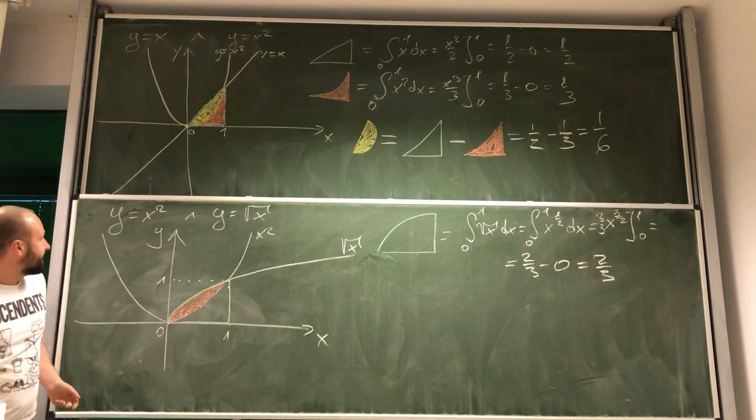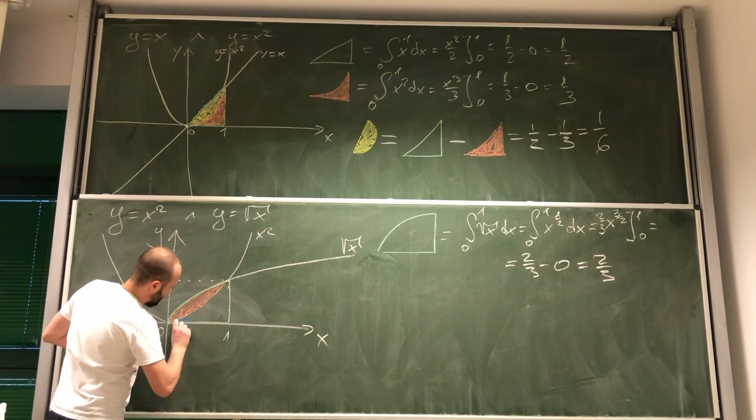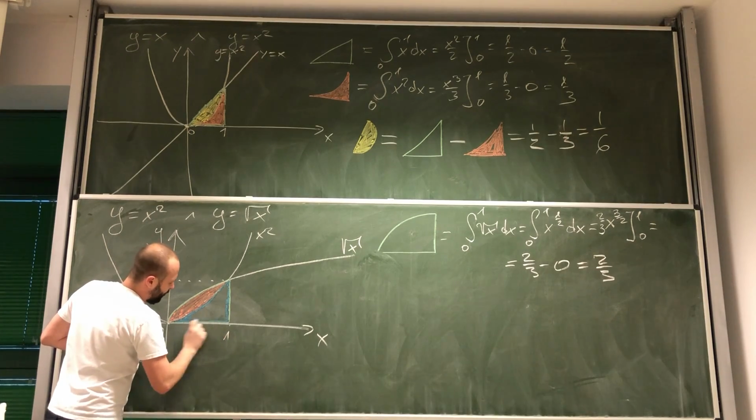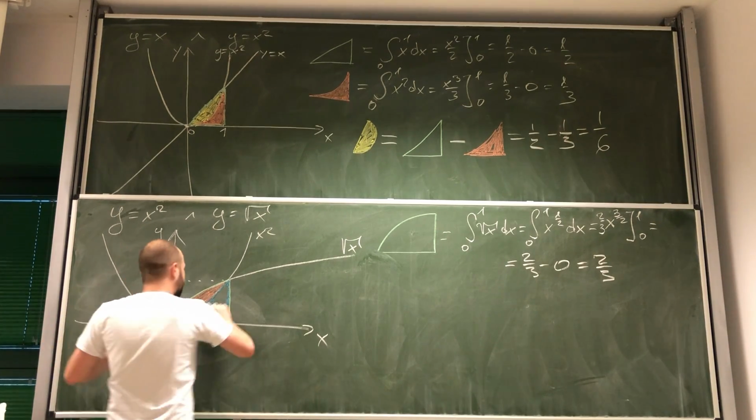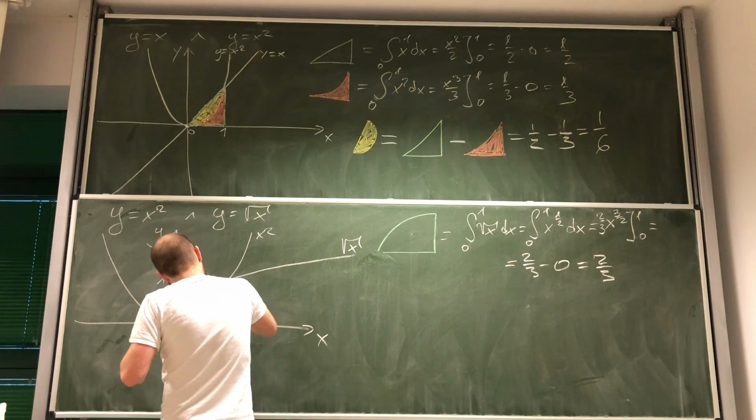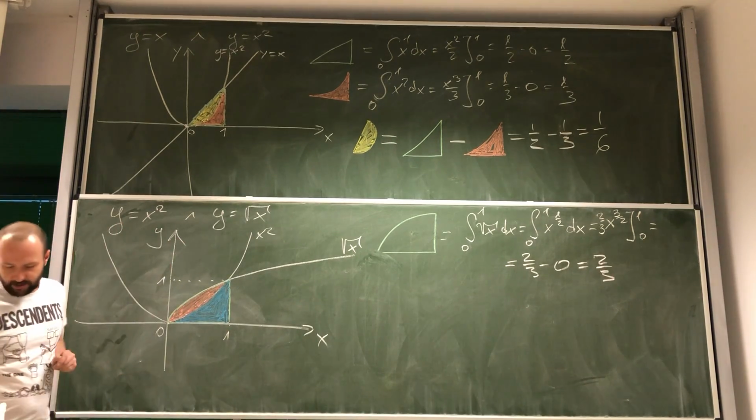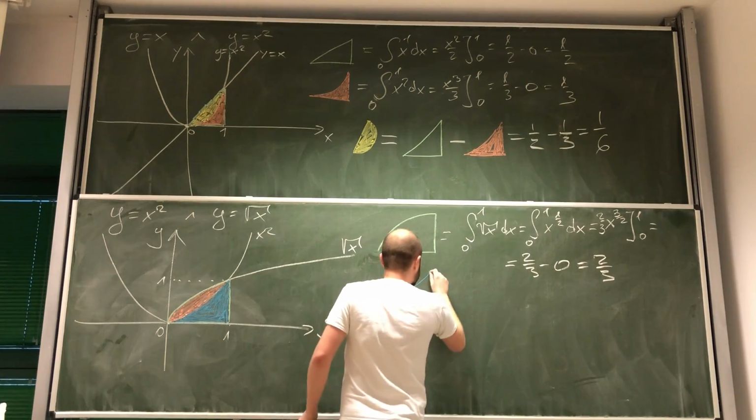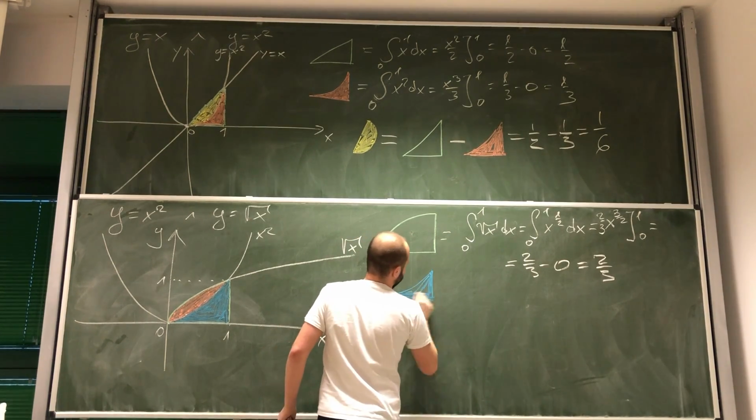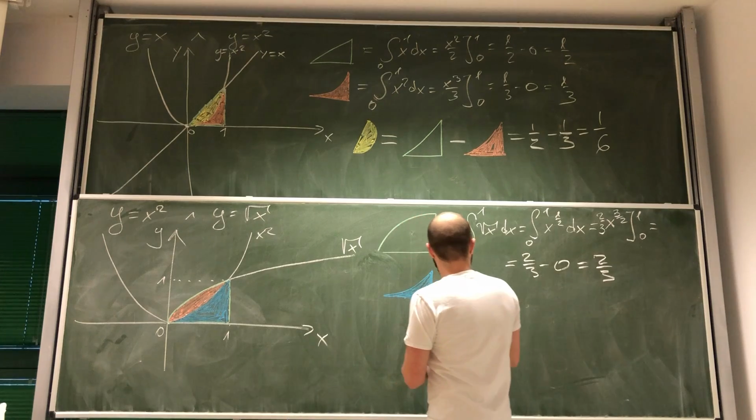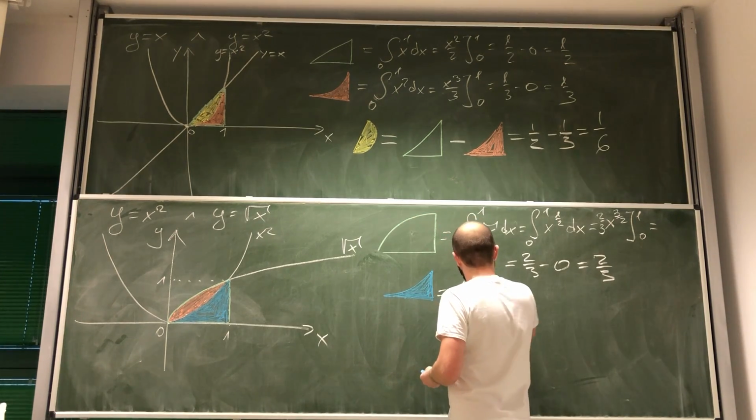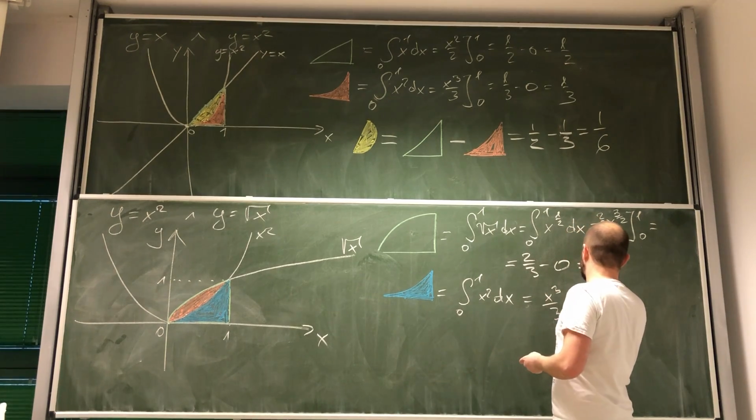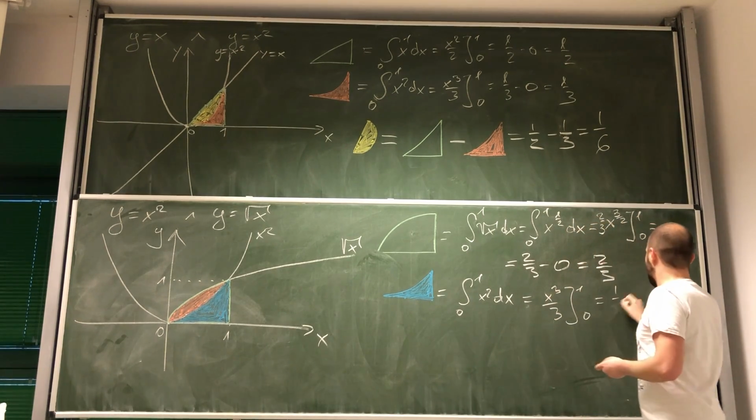Now, the second step will be to calculate what we already know, actually. So what is the area below x squared? We can do it quite fast, quite easily. So this is going to be the integral from 0 to 1 of x squared dx. This is x to the power 3 over 3, from 0 to 1. This is 1 over 3.